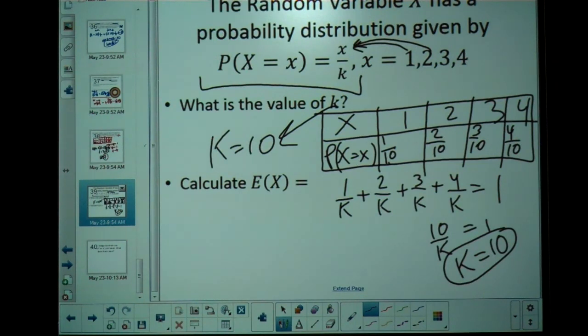So I would suggest that you pause here and try this one on your own, then play the video and check in with me and see how you did. I'm going to walk through it now either way. So whatever you choose, that's on you.